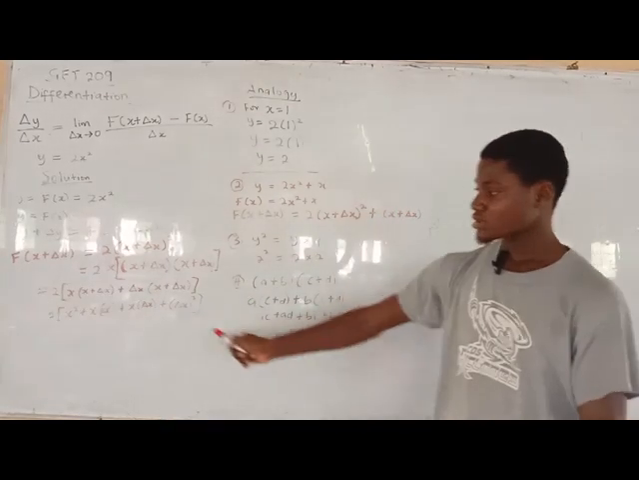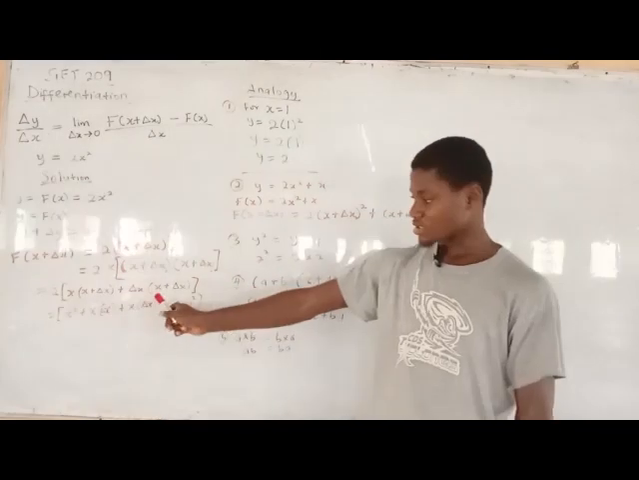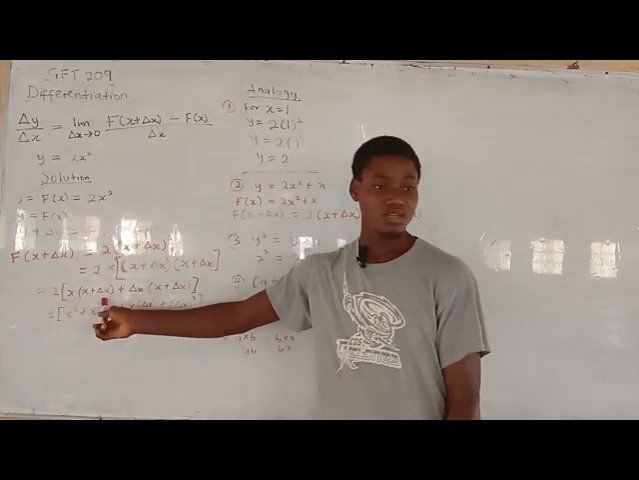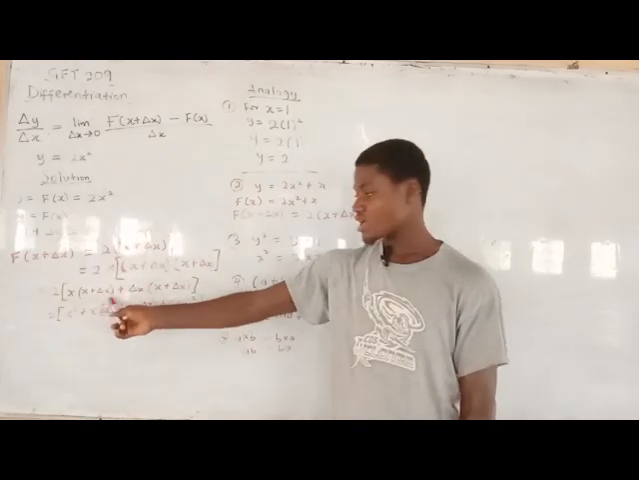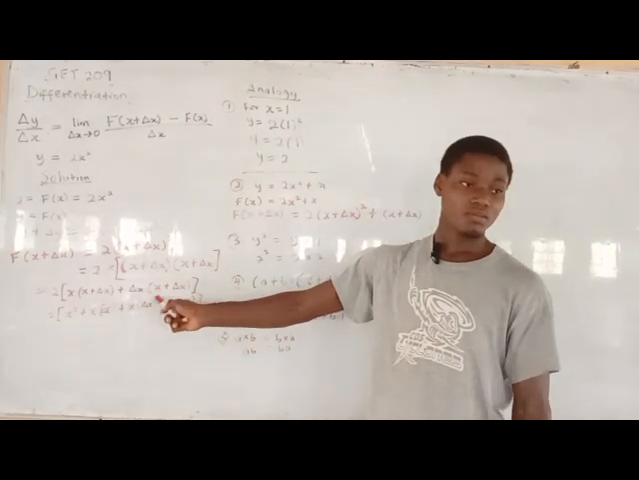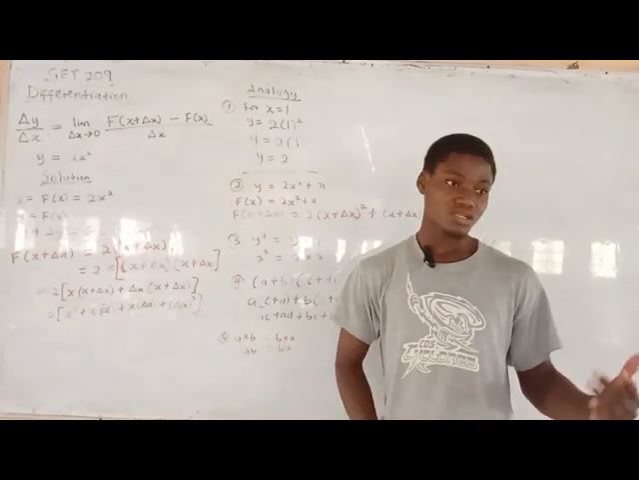Remember, A times B, where this one is A and this one is B. You see, here it is rather B times A. That's x times change in x. Here it is change in x times x. But they are the same thing. A times B is the same thing as B times A.